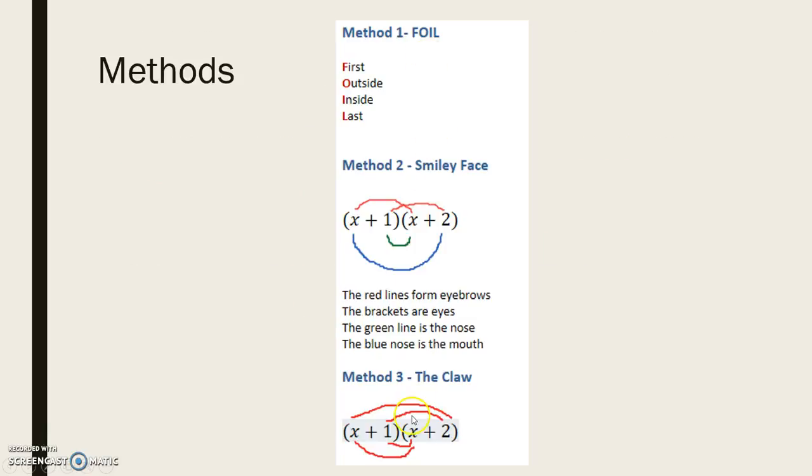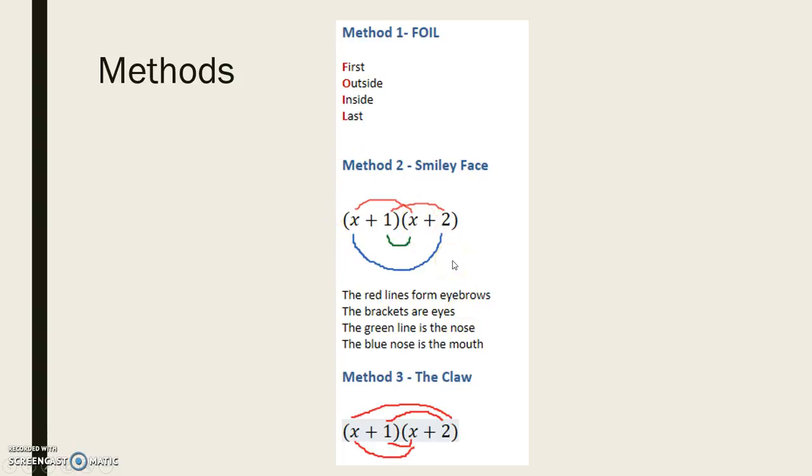So these are the three basic methods that can be used to help remember what's going on. The first method is called the FOIL method. It stands for first, outside, inside, last. And it's similar to the smiley face, just using letters instead of lines to help remember what it is. So with the FOIL method, it's the first term multiplied by the first term in each bracket. The outside terms, so in this case the x and the 2, then the inside brackets multiplied together, and then the last terms multiplied together. And you could think of it like a rainbow or a smiley face there in that case.